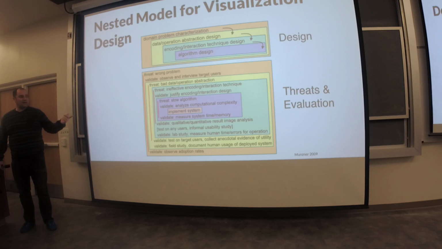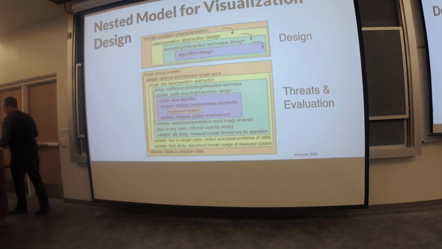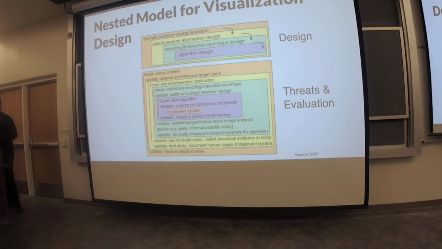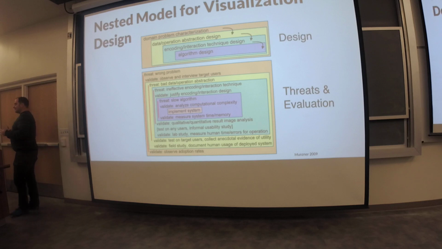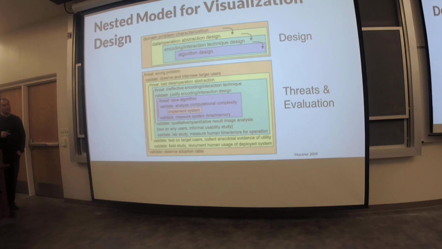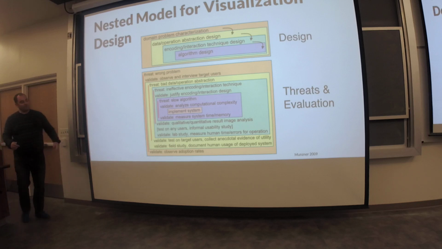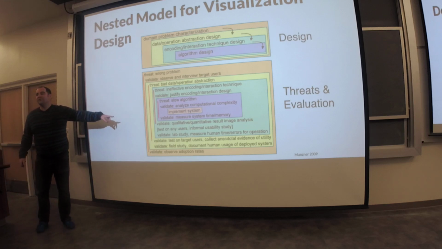You can validate by analyzing computational complexity. We know that the computational complexity of a force-directed layout is n to the power 3, and so we can get a sense of whether this is going to work for our data. Then we implement something, and after we've implemented it, we can do a more rigorous evaluation at each of these stages.